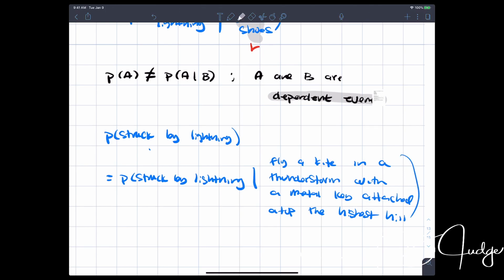Here's what's going on. All of this is happening, ladies and gentlemen. You're flying a kite now in a thunderstorm with a metal key attached atop the highest hill. Does that change the chance of being struck by lightning? Does that increase it? Does that decrease it? The second this new criteria is introduced, that's known, that's happened, does that increase your probability or does that decrease your probability? What do you guys think? Should it be greater than or less than?